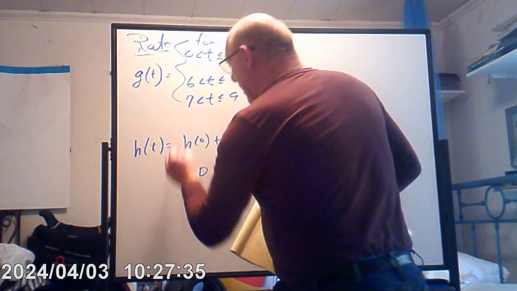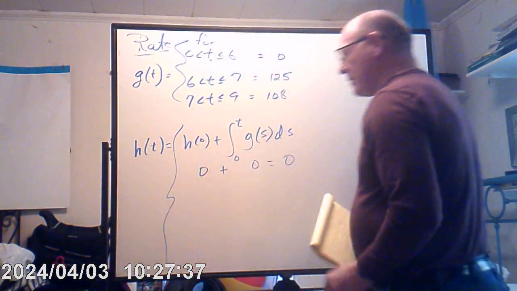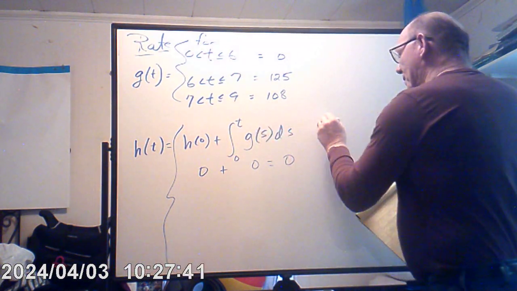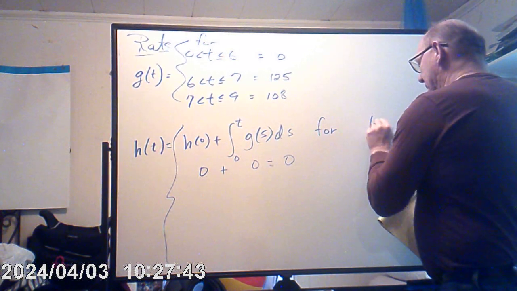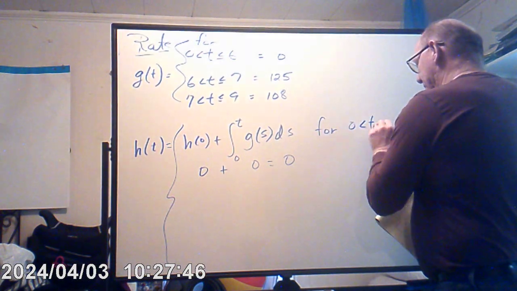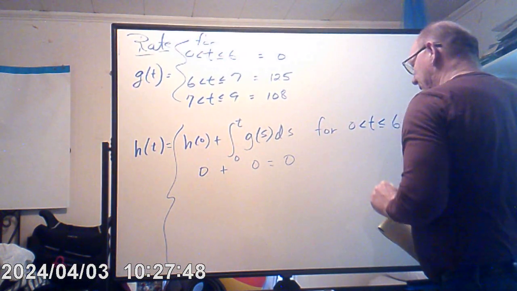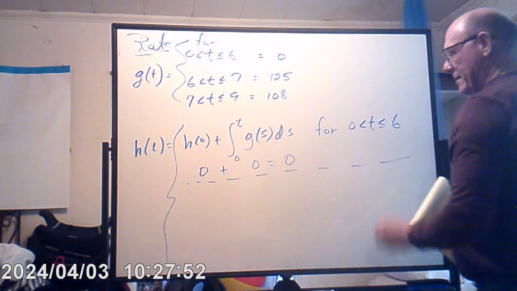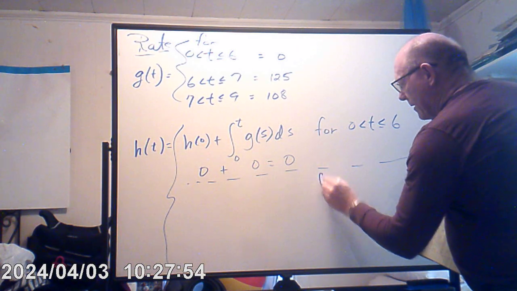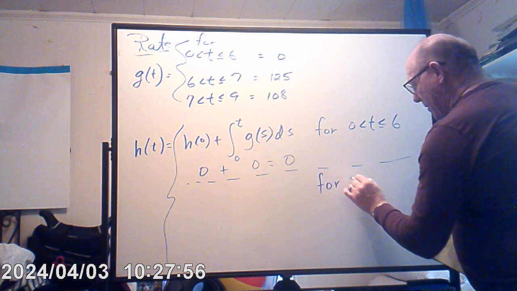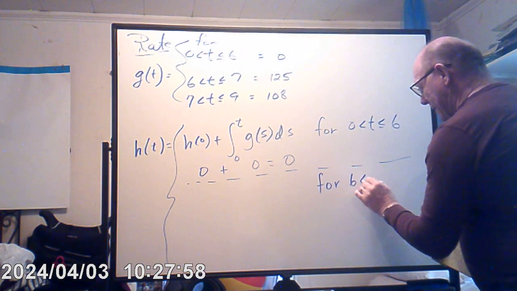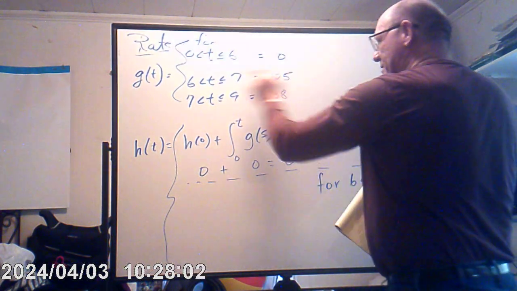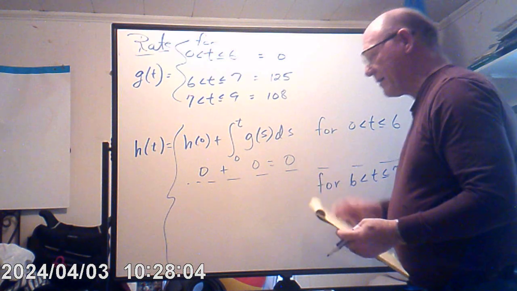Alright, so now let's do another. Of course this is for t being between 0 and 6. There's that one. Now let's put this one down for t being between 6 and 7. We're still using the same intervals, aren't we?